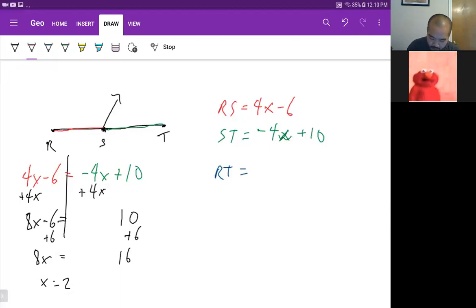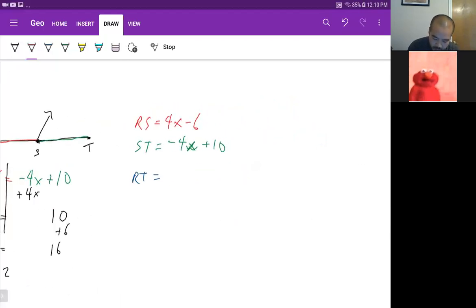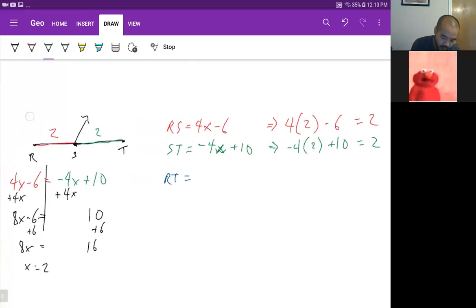To find the red one, it's going to be 4 times 2 minus 6, which is 8 minus 6, which is 2. If I'm going too fast, stop me. I did this earlier today, so it's really familiar. Negative 4 times 2 is negative 8, plus 10 is 2. So the green one is 2, the red one is 2. If you go all the way across with the blue one, from here to here, it's 4. Ta-da!